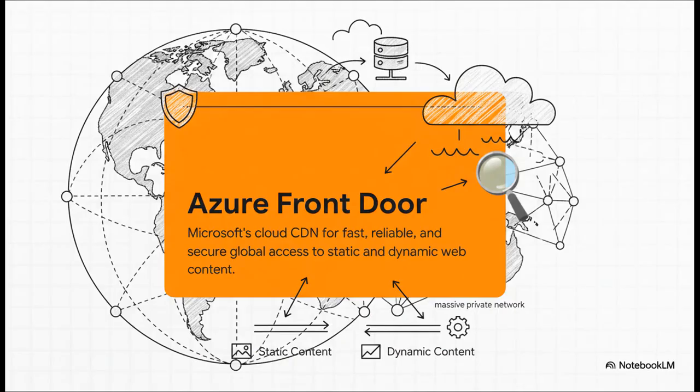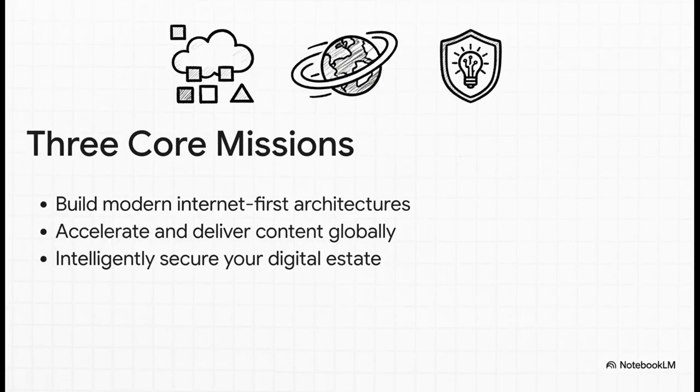At its heart, Azure Front Door is Microsoft's modern cloud CDN. You can think of it as a really smart global entry point for your application. And it doesn't just deliver static content like images, it also accelerates all the dynamic stuff, the interactive parts of your app, by routing it all through Microsoft's massive private network. And its mission really breaks down into three key pillars: building modern internet-first apps, making them unbelievably fast for a global audience, and wrapping them in a super strong layer of intelligent security.